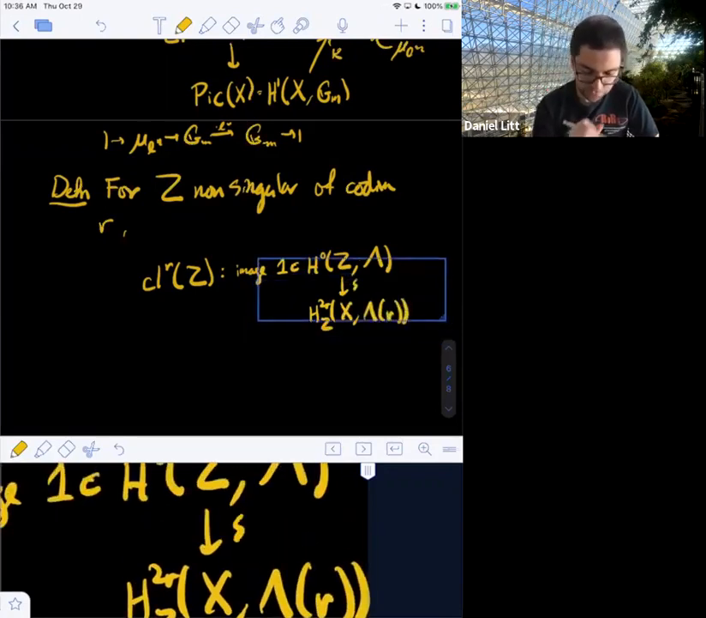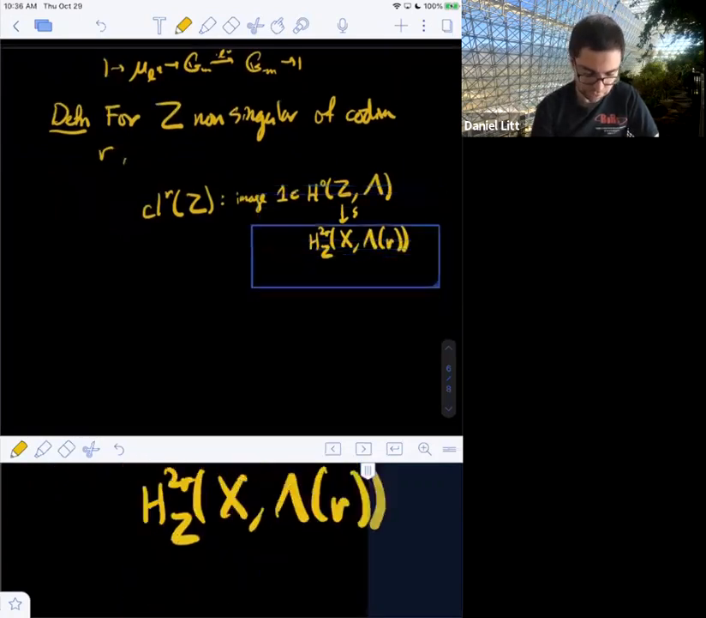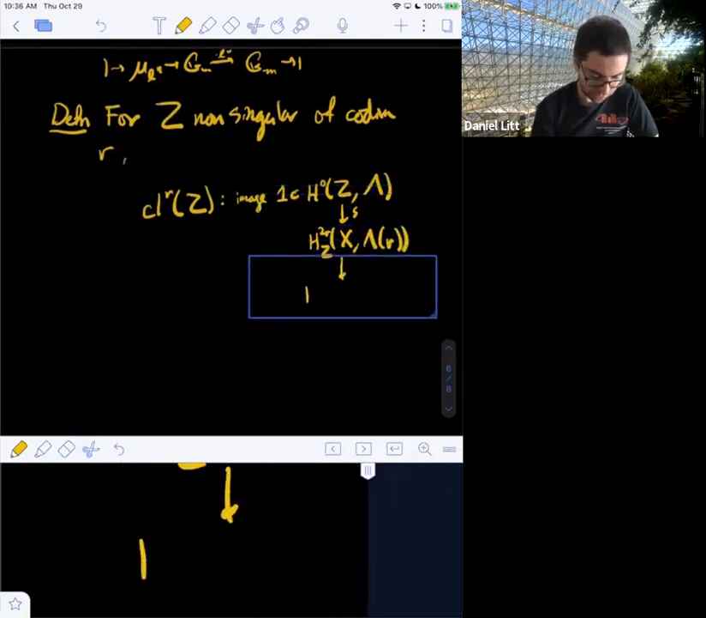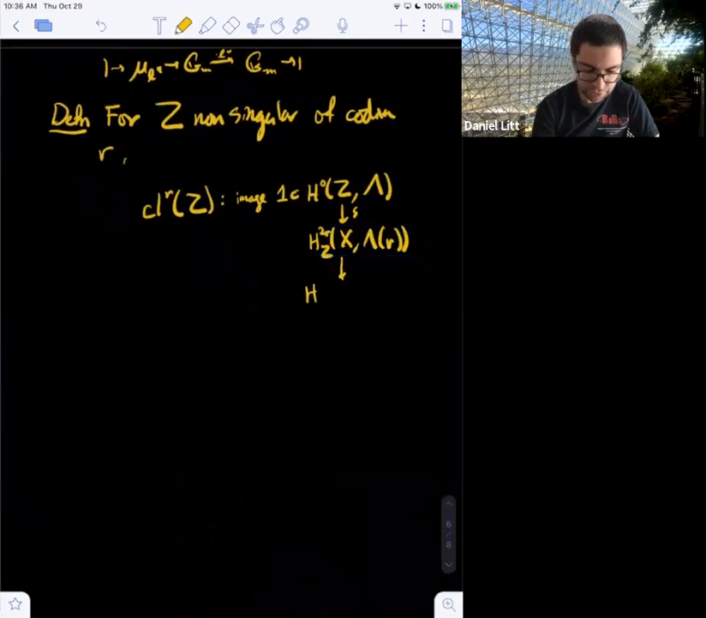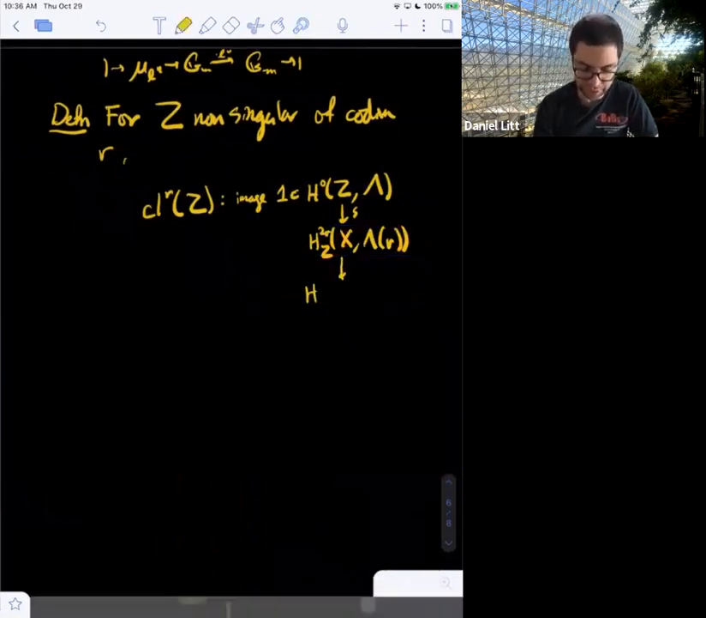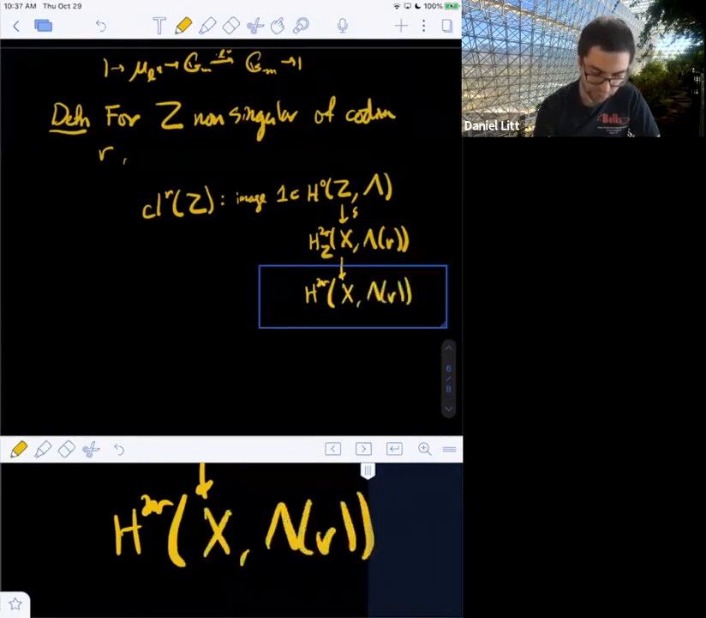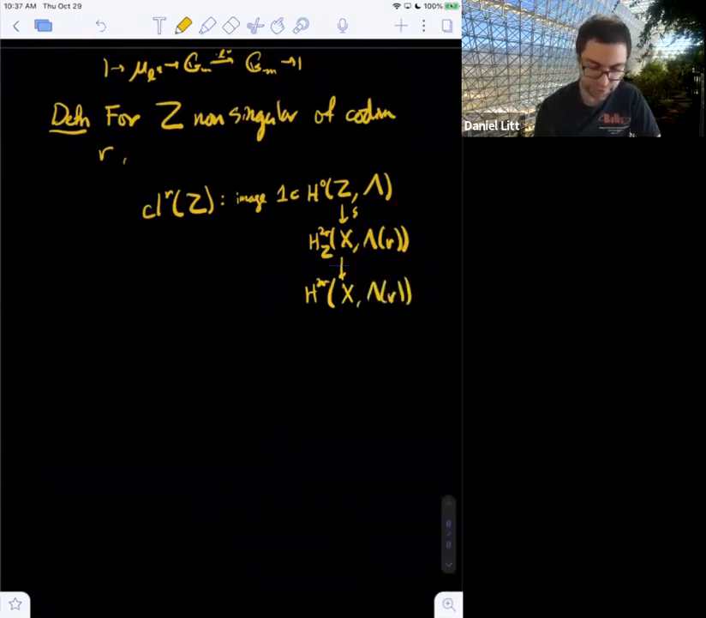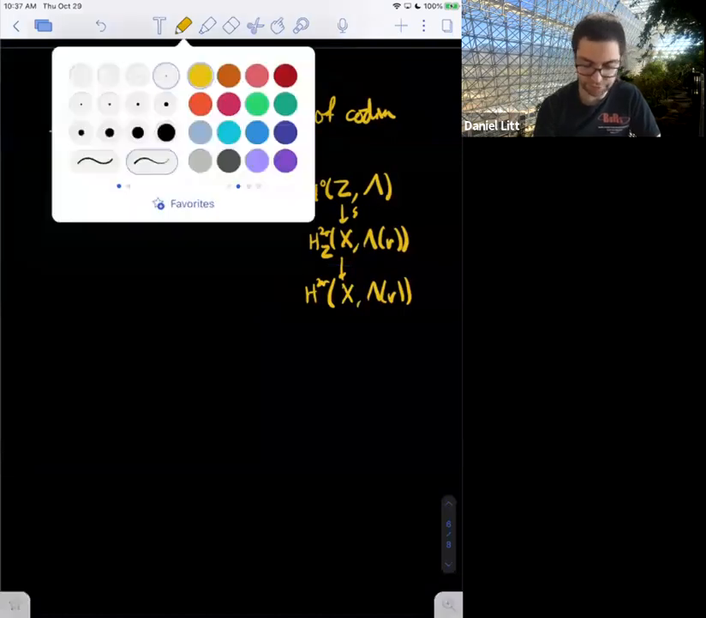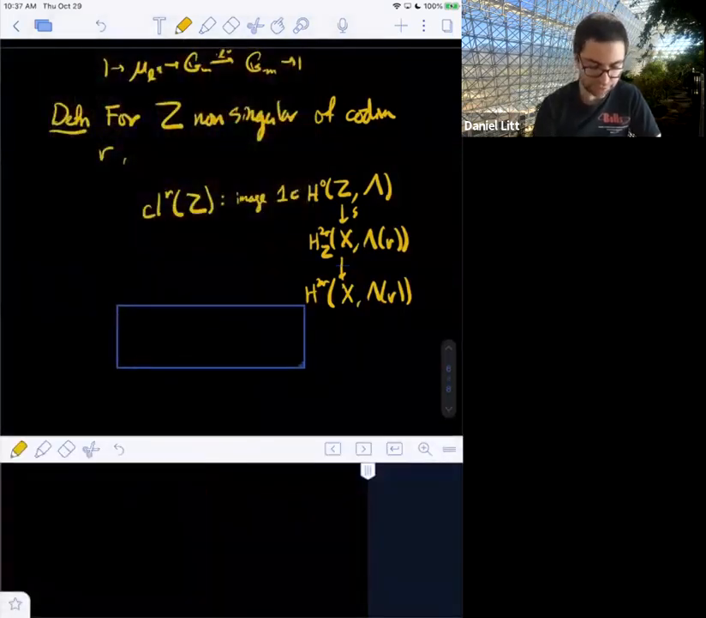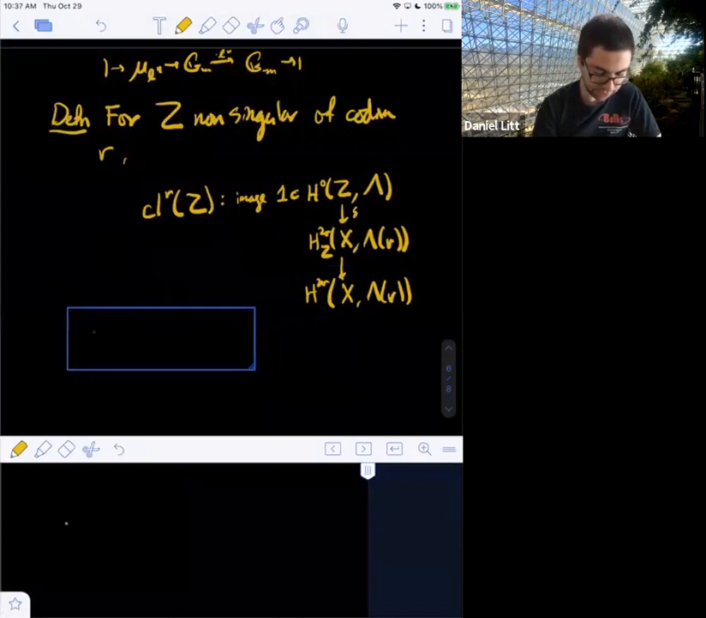So this is an isomorphism, right, by purity. And then if you have a section of a sheaf on X supported at Z, that gives you a section of X. So we get a map from H2R with supports on Z to H2R of X with coefficients in lambda R. So this is the class of Z, and then we extend by linearity.